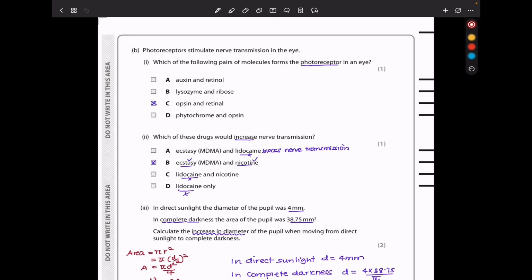Which of the following pairs of molecules forms the photoreceptor in an eye? The answer should be C, opsins and retinol.